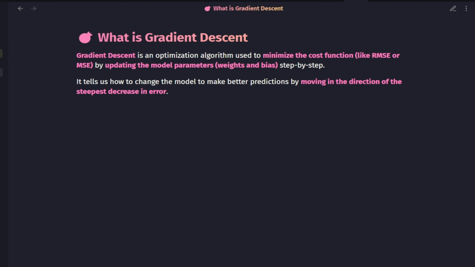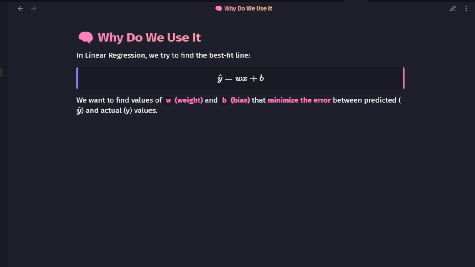Next topic is why do we use gradient descent in linear regression? We want to find the best fit line, written as y hat = wx + b, that predicts values as accurately as possible. To do that, we need to figure out the best values for w and b that reduce the error between predicted and actual values. Gradient descent helps us find these values by minimizing that error step by step.